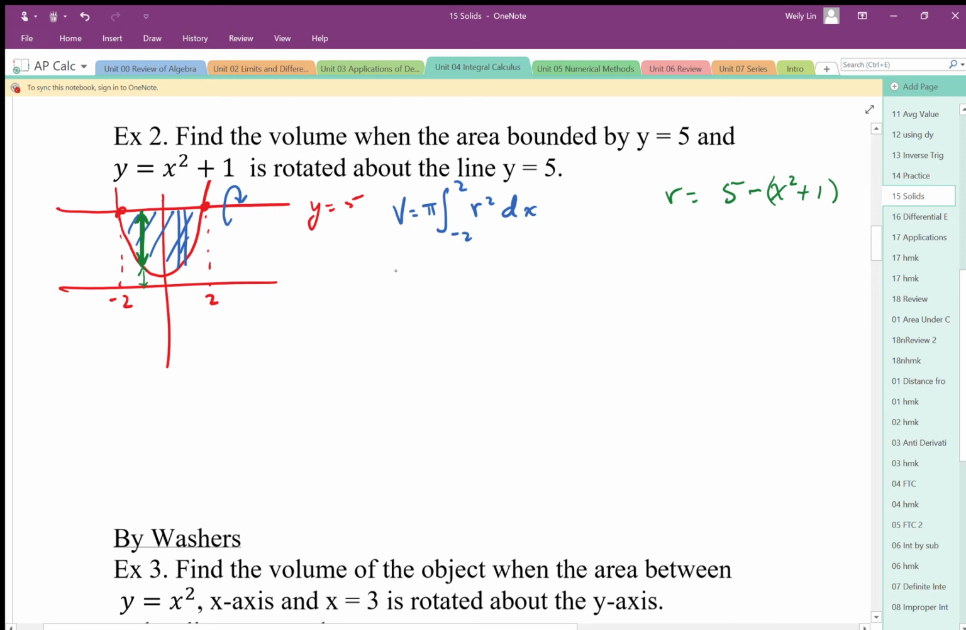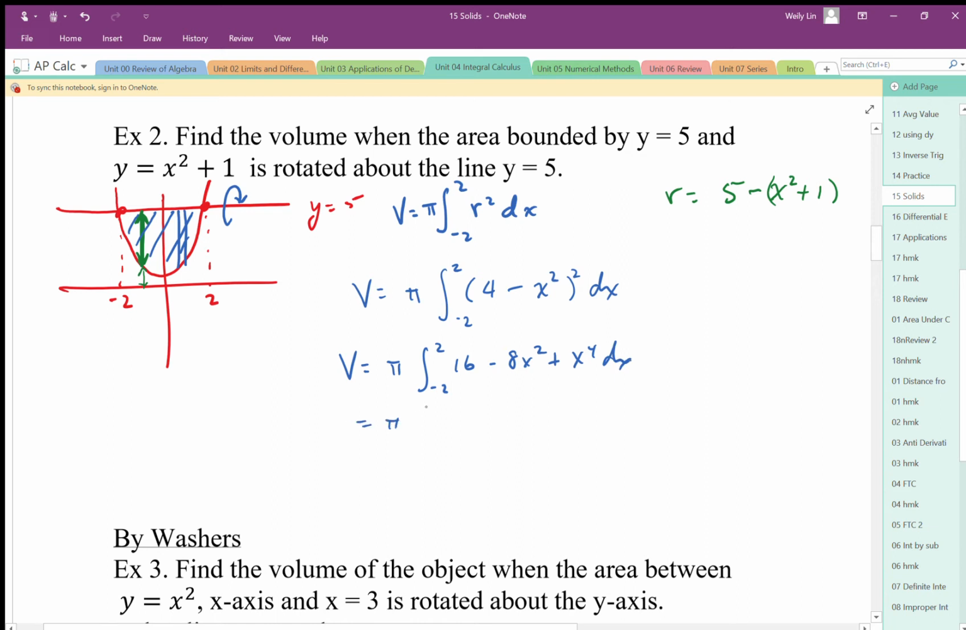So then when I want to integrate this, it looks like this. The volume is equal to pi from -2 to +2 for r squared. Okay, so I'm going to write like this, r squared dx. The r is going to be 5 minus 1, so it's going to be 4 minus x squared. So there it is. There is my integral. I can integrate this. I'm going to expand that out. It's going to be 16 minus 8x squared plus x to the fourth dx.